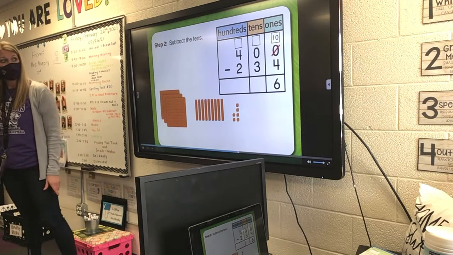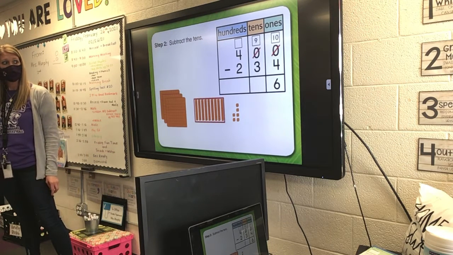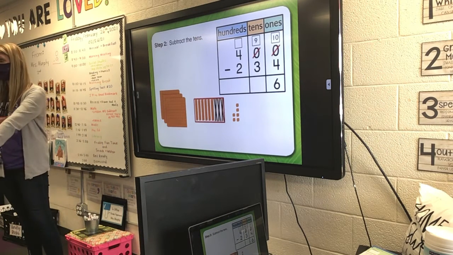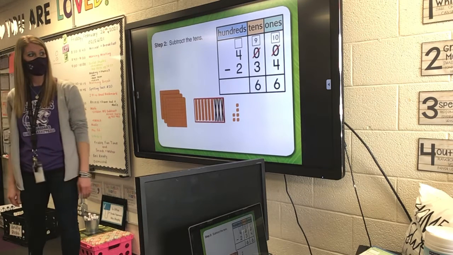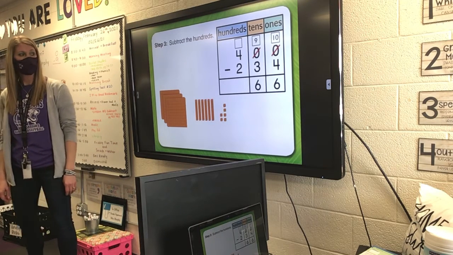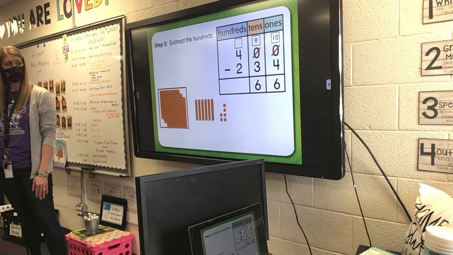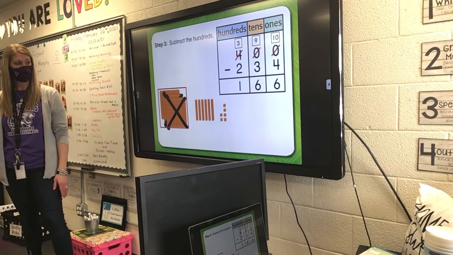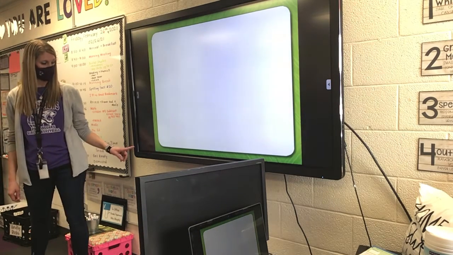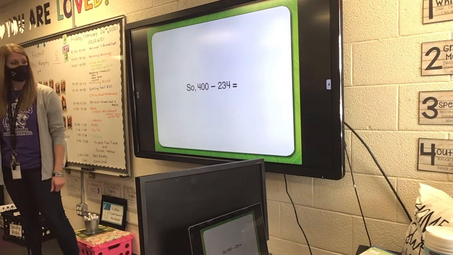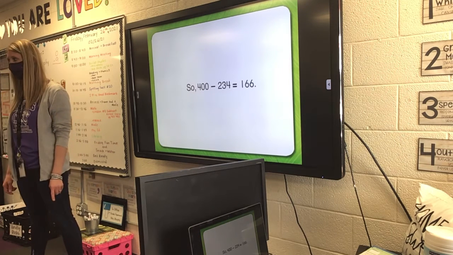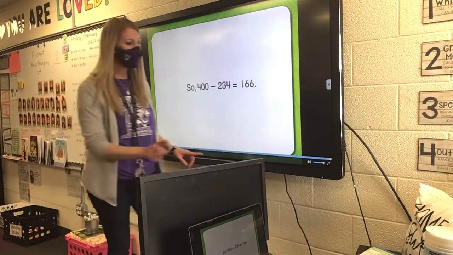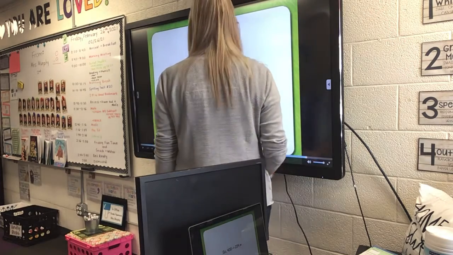Is to subtract the tens. There are 9 tens left. You can take 3 from 9. 9 minus 3 equals 6. The third step is to subtract the hundreds. There are 3 hundreds left. 3 minus 2 equals 1. So 400 minus 234 equals 166.